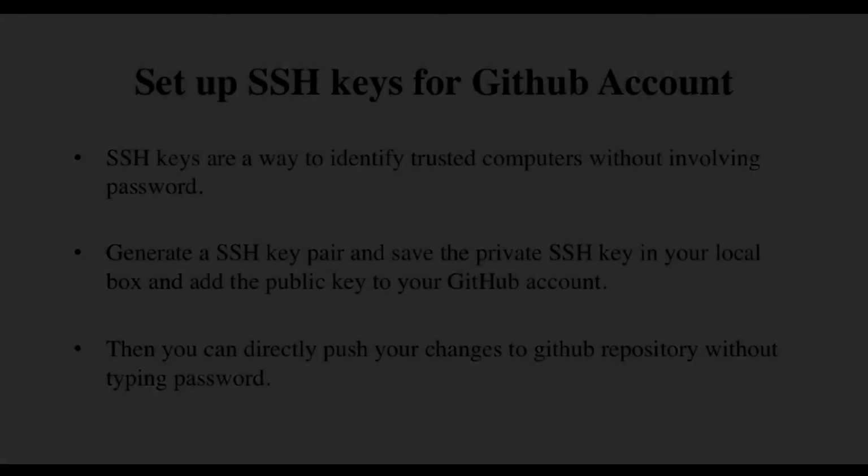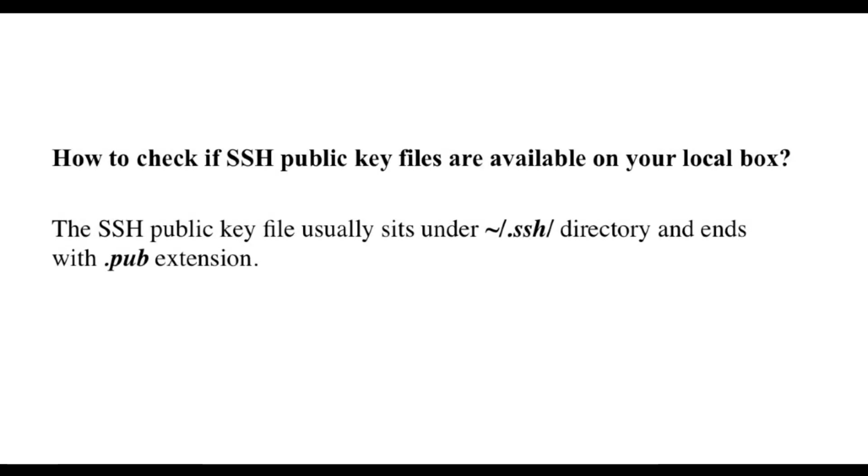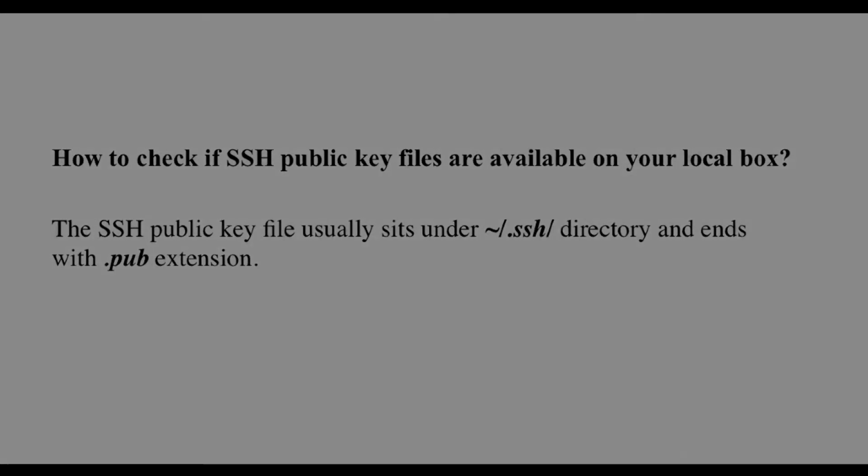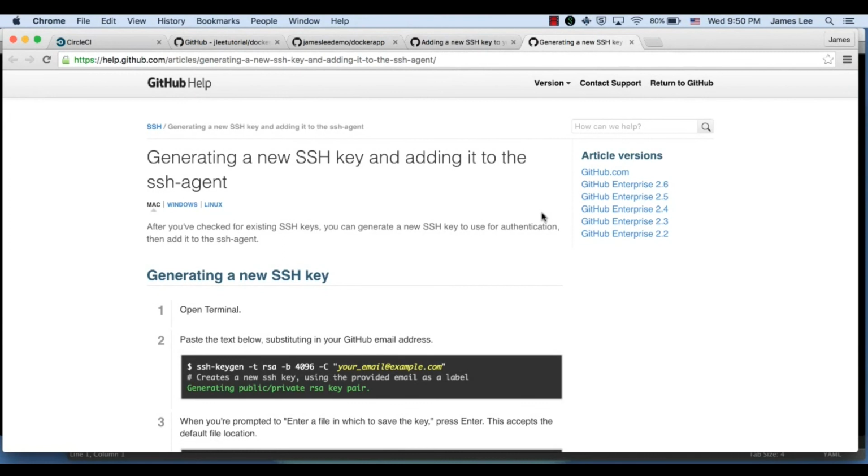First, you should check if you already have the SSH key available in your local box. The public key file usually sits under the hidden SSH directory in your home directory, and it usually ends with .pub extension. I don't have an SSH key pair in this computer, so I will go ahead and create one. If you already have one, feel free to skip this step.